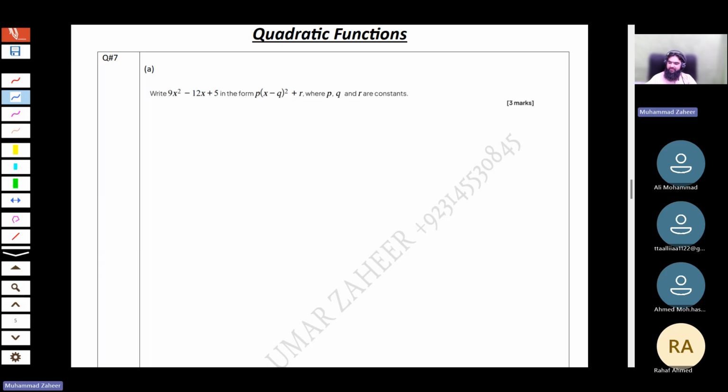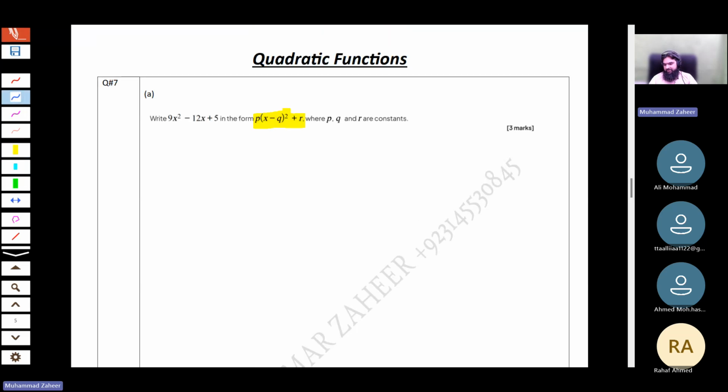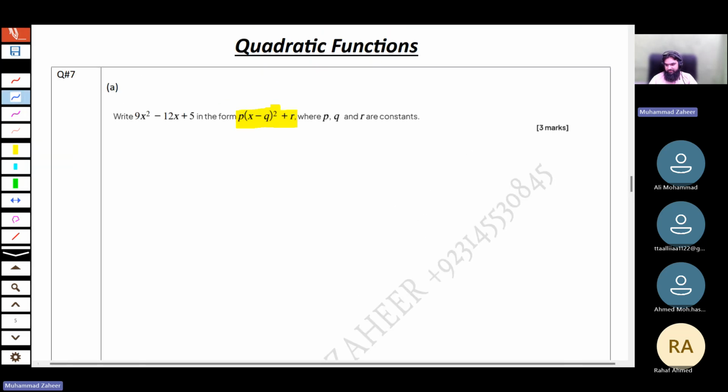Now, look here, the next question is 9x² minus 12x plus 5 in the form of this. It's a quadratic expression, and it says you have to rewrite this expression into completing square form. For completing square form, you know the first step is that the coefficient of x² must be 1. So it is 9, so we have to take 9 as a common factor. I'm going to get 9 times x². Look here, there is no 9 here.